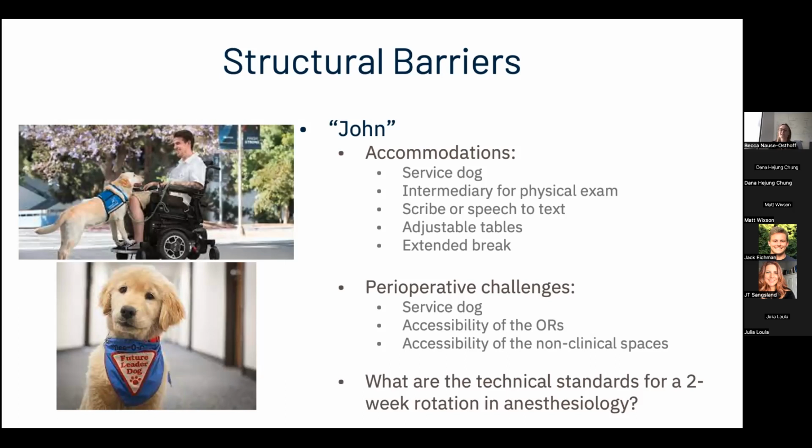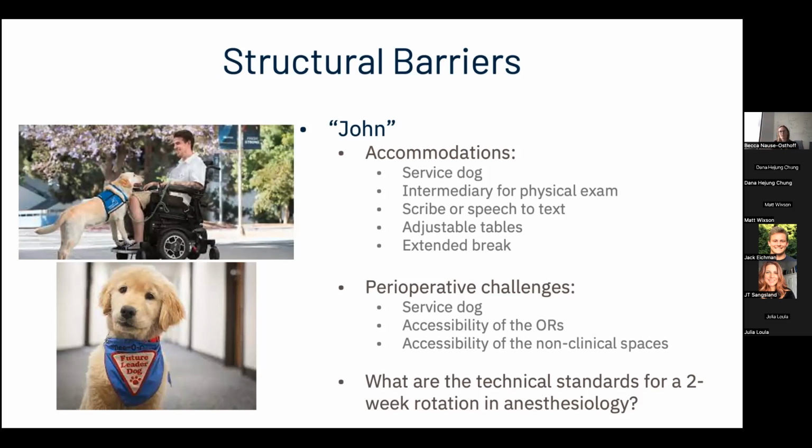And then in terms of the technical standards for a two-week rotation, anesthesiology doesn't have national clerkships, right? So any of your rotations are institutionally managed. And so it's just important for us to make sure that we are writing our educational curriculum and objectives such that it truly reflects what we feel is important for the rotation.